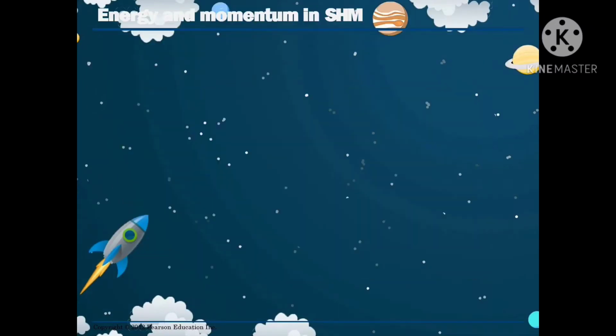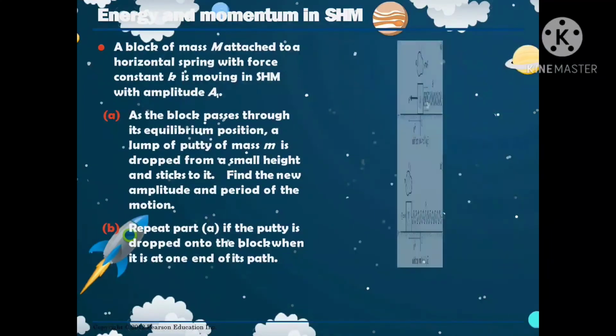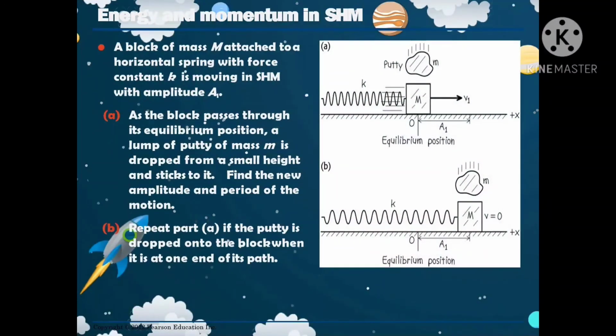Energy and momentum in simple harmonic motion. Let us consider an example where a block of mass m, attached to a horizontal spring with force constant k, is moving in SHM with amplitude a1. Now, as the block passes through its equilibrium position, a lump of putty of mass m is dropped from a small height and sticks to it. Find the new amplitude and period of the motion. Repeat the above part if the putty is dropped onto the block when it is at one end of its path.